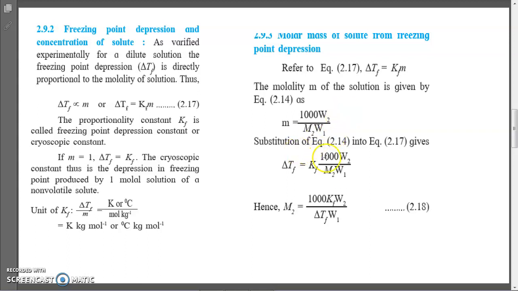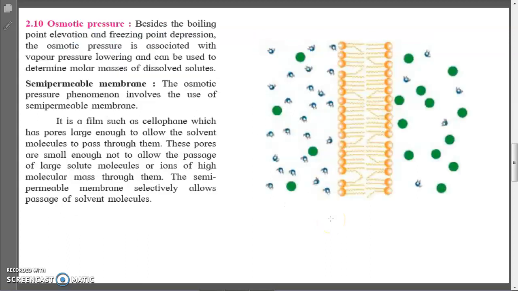Substituting these values from equation number 2.14, the depression in freezing point is equal to Kf into 1000 into W2 divided by M2 into W1. Hence, M2, which is the molar mass of the solute, can be calculated as 1000 into Kf into W2 divided by delta Tf and W1.